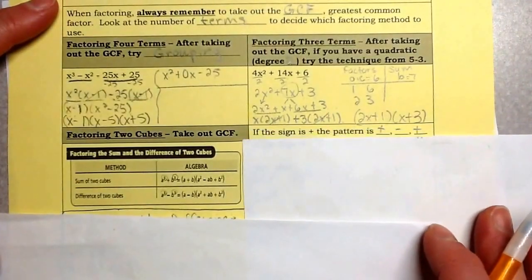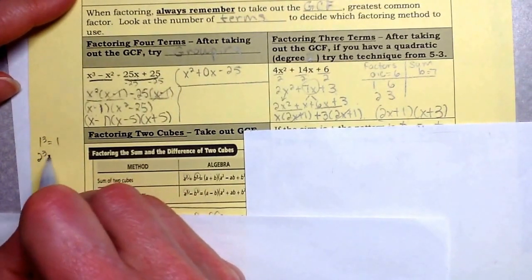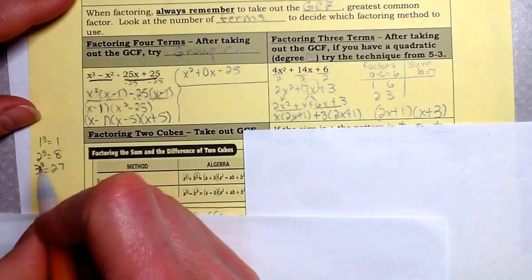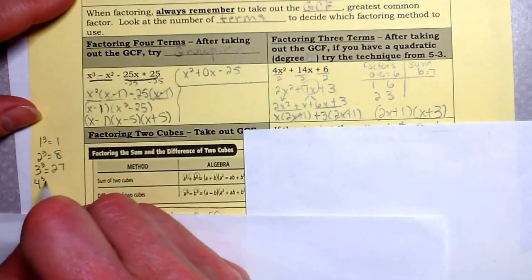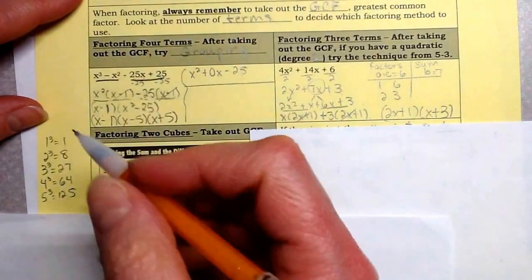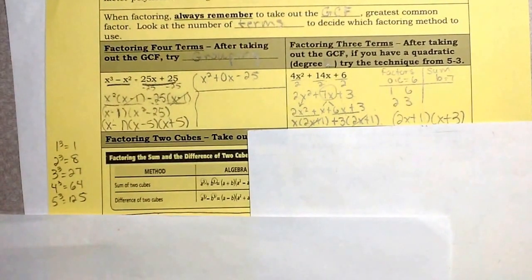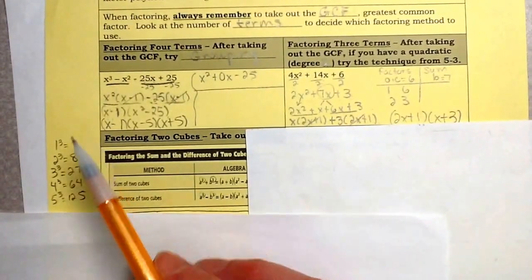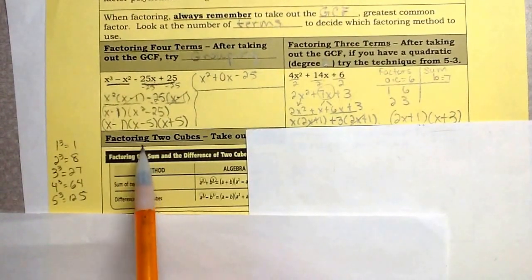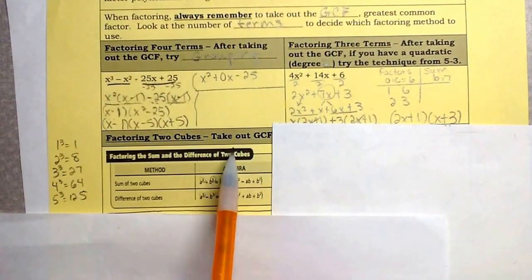Let's just list some of the cubes off to the side. 1 cubed equals 1, 2 cubed is 8 because it's 2 times 2 times 2, 3 cubed is 27, 4 cubed is 64, 5 cubed is 125. So if you can recognize the cubes when you're looking at binomials, it makes your factoring a little easier. What has to happen to use this technique is you have to have two cubes. All right, take out the GCF always.